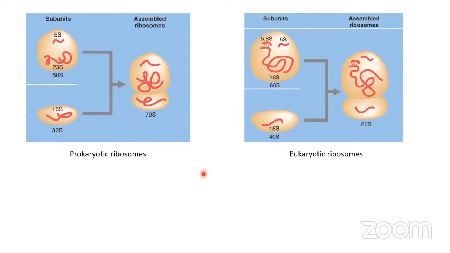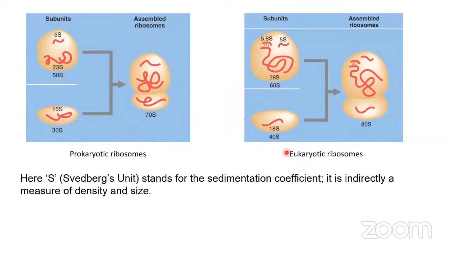It is very important to remember that the prokaryotic ribosome is a 70S ribosome made up of two subunits, 50S and 30S, while the eukaryotic ribosome is an 80S ribosome made up of 60S and 40S subunits. Here, S stands for the Svedberg unit, or the sedimentation coefficient, and it is indirectly a measure of density and size. So we cannot directly sum up and say that 50S plus 30S should give us 80S. No, it is not like that. 50S and 30S give us a 70S ribosome.